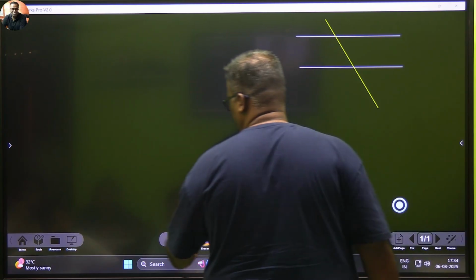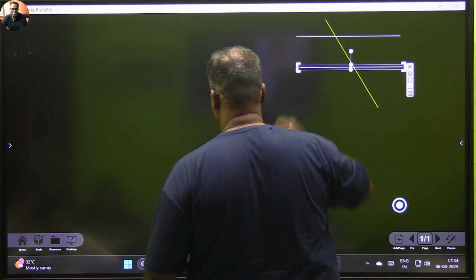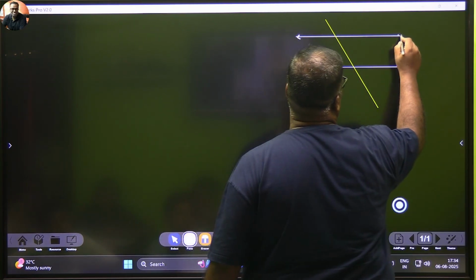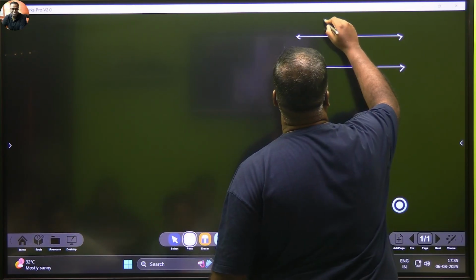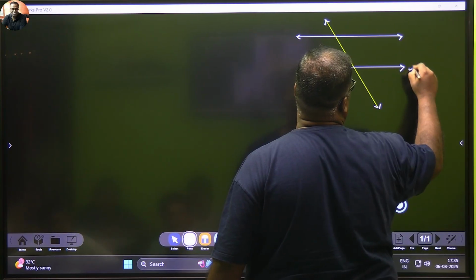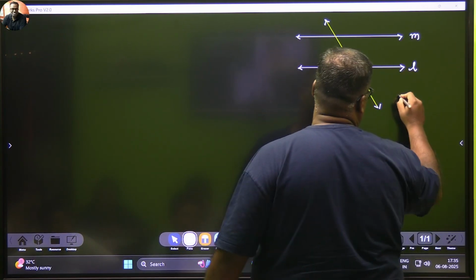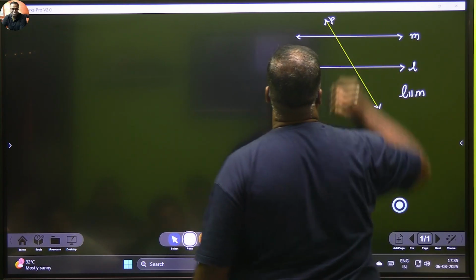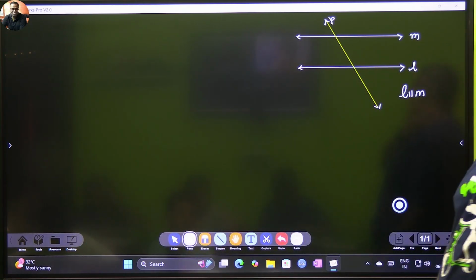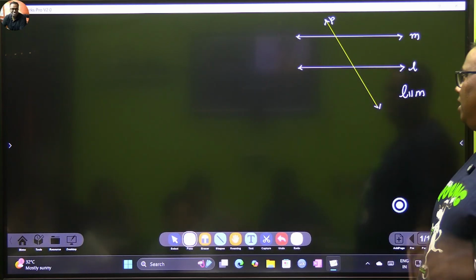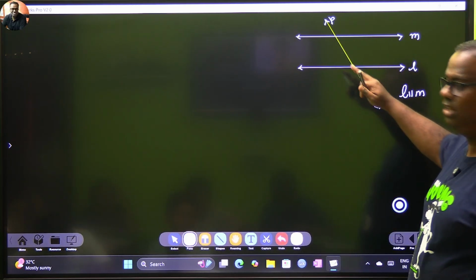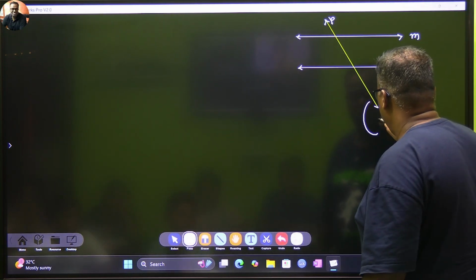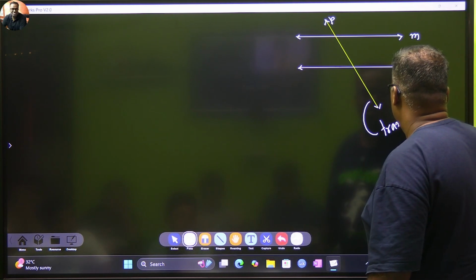Since these are lines, I'm giving them arrowheads on both sides because a line extends infinitely on either side. Let's say this is line L, this is line M, and L is parallel to M, and you have another line, say line P. Have you understood? Now, if two parallel lines are cut by a line, this line could have any orientation, but it has a very nice name. It is known as a transversal.